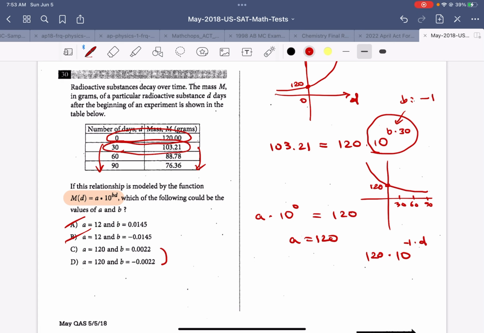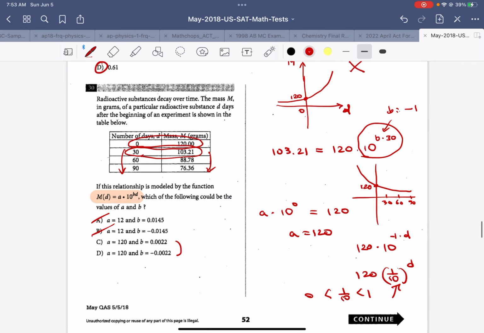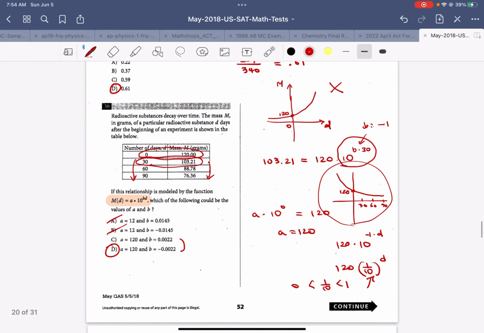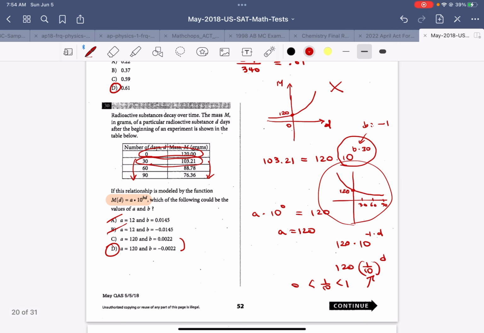So -1 times the d value. So 120, 10 to the -1 means 1 over 10 to the d value. As long as this one is less than 1, so 1 over 10 is between 0 and 1, then your graph looks like this, going down. So without actually calculating, you can choose your answer D if you understand the exponential. But of course, there's a way to find out. If you use a logarithm, it will take a little time, but you can still do it.